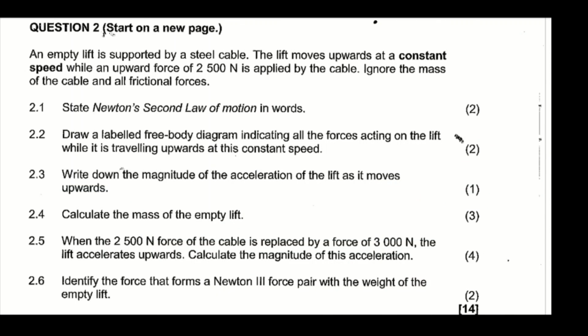So now we're going to do question 2, which reads as follows. An empty lift is supported by a steel cable. The lift moves upwards at a constant velocity, while an upward force of 2,500 newtons is applied by the cable. Ignore the mass of the cable and all frictional forces. Now, 2.1.1, we are asked to state Newton's second law of motion.